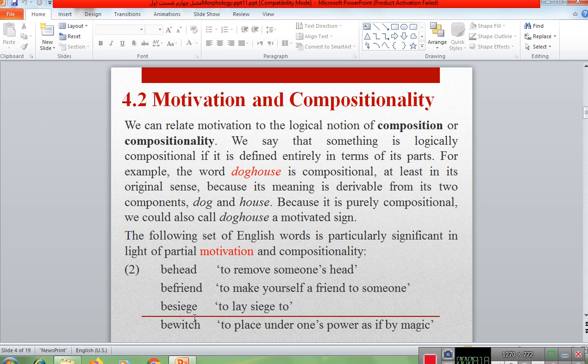The meanings of the stems in two are never lost, simply transformed. The forms are therefore partially motivated, so we call them partially motivated. The question of whether or not the forms in two are compositional is more difficult and depends in large part on our approach to linguistic analysis.